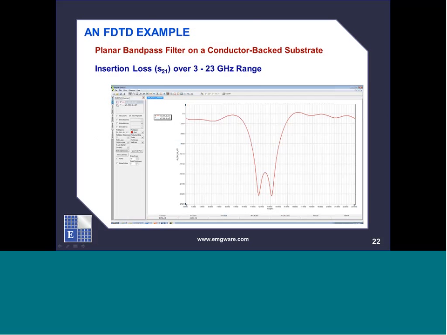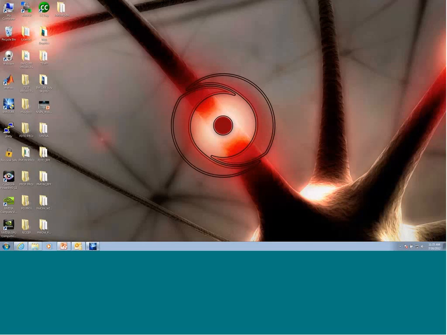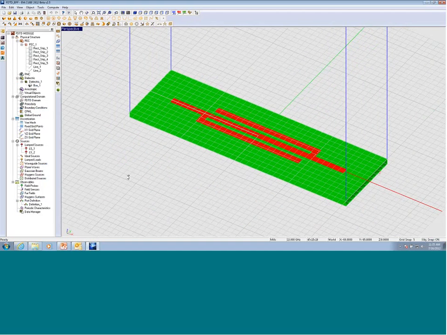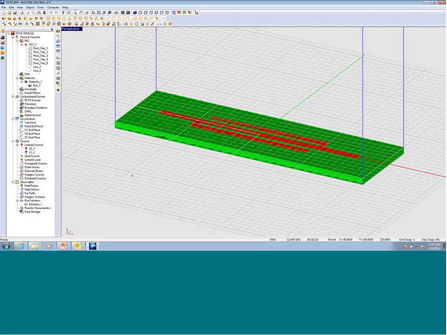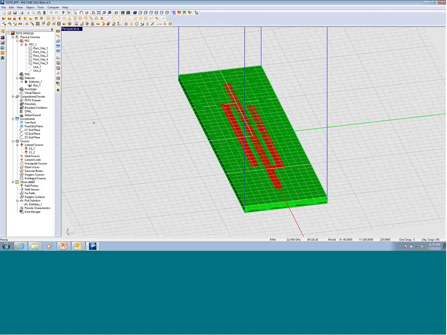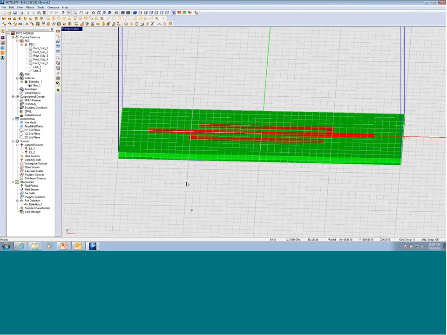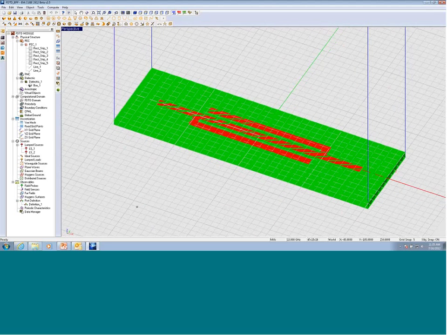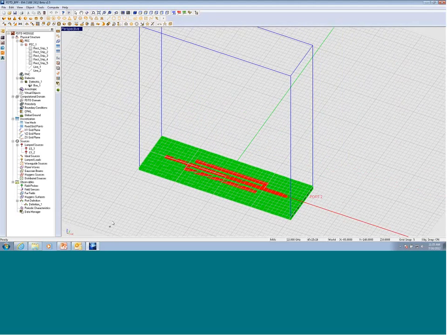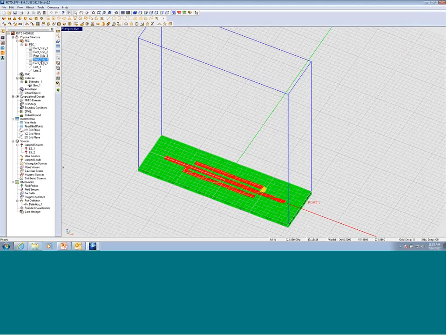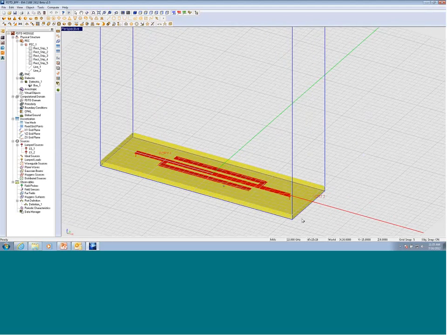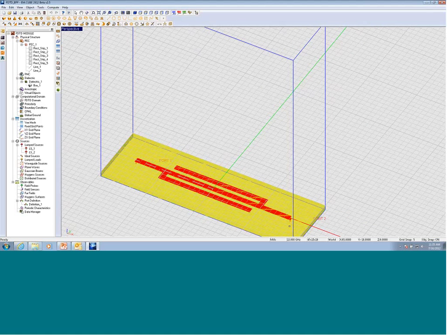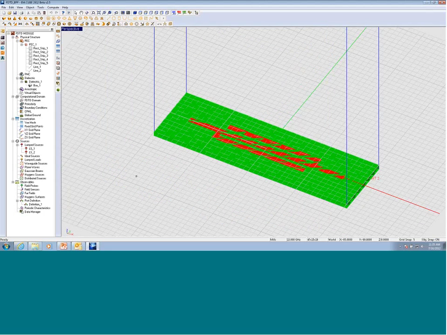So I'm going to exit the presentation for a second and run EM.Cube. So here is the same structure. These are line 1, line 2, line 3, and we have also the joints here. And there are also lines that are hidden. One is here, one is there. And those are the ports. So if I want to look at the mesh, this is the mesh.